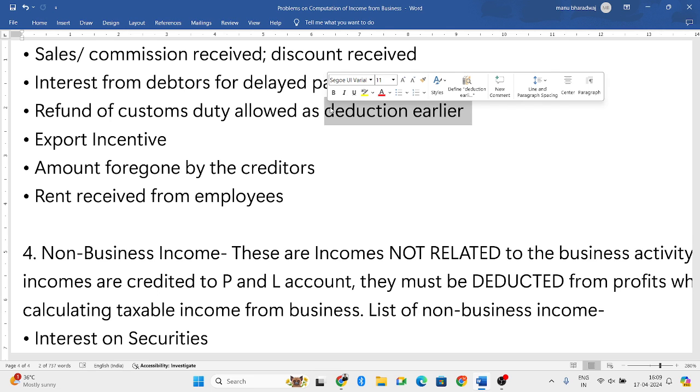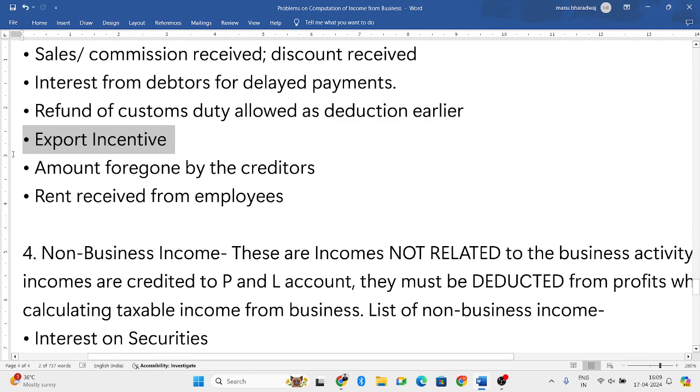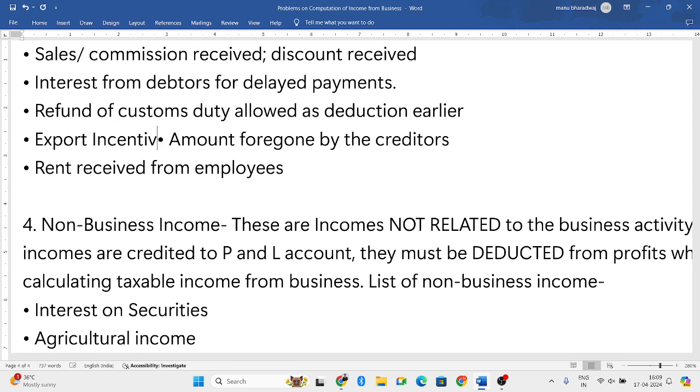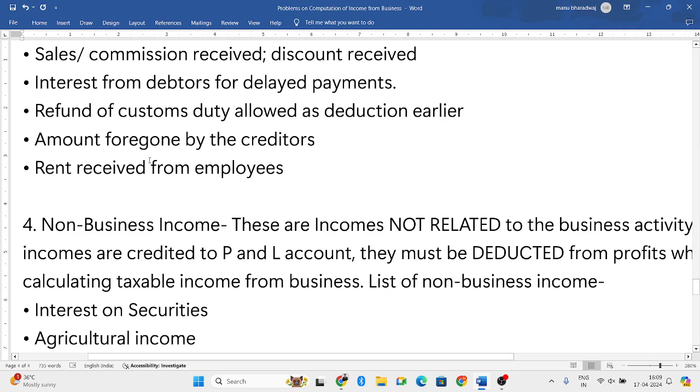Next, export incentive. Usually they don't ask this in the question, so ignore it. Amount foregone by creditors is kind of a discount only. Your creditors, your vendors, will say okay, remaining you have to pay 1 lakh rupees, just pay 1 lakh and don't pay the 50,000. So that is the amount foregone. They make a certain sacrifice, and that is again income for your business.